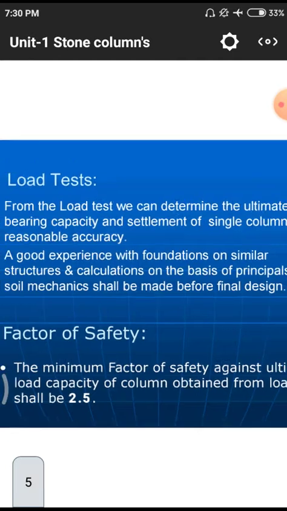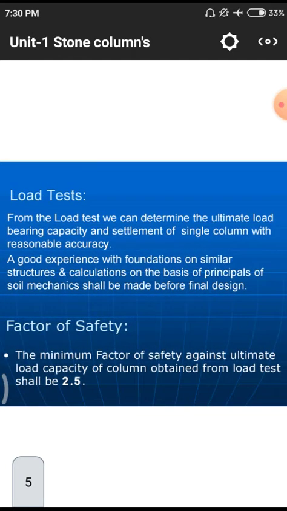And load tests, what do we have to do on these columns? First of all, from the load test we can determine the ultimate load bearing capacity of the particular settlement in a single column with reasonable accuracy. What does accuracy mean? It is the exact value of the load a particular column will have to bear in the particular soil conditions. Those are the accuracy limits.